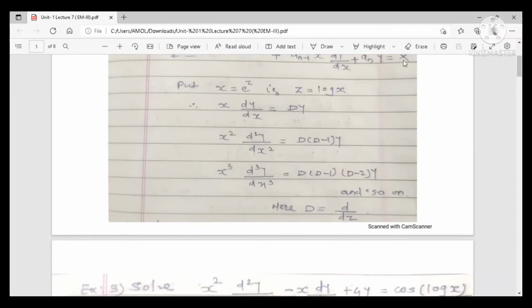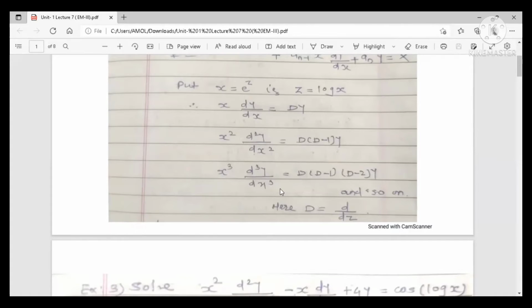So the function of x which is present in the RHS will be converted in terms of z, because we are using the substitution x is equal to e raised to z. This capital D is nothing but d by dz, the derivative with respect to z. So because of this substitution, x into dy by dx is equal to D into y. x square into d2y by dx square is equal to D into D minus 1 into y. If the third term is x cube into d cube y by dx cube, then its substitution is D into D minus 1 into D minus 2 into y.